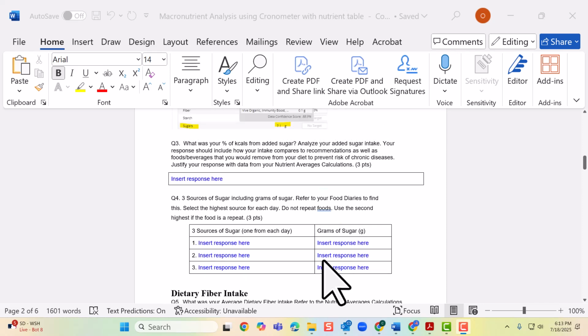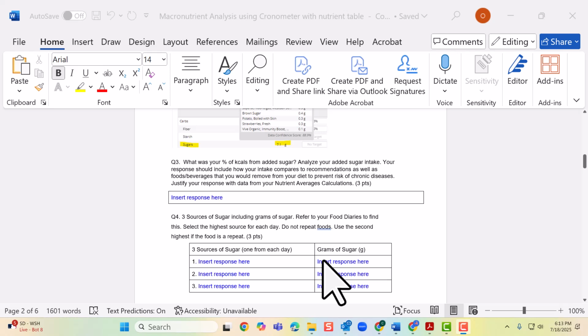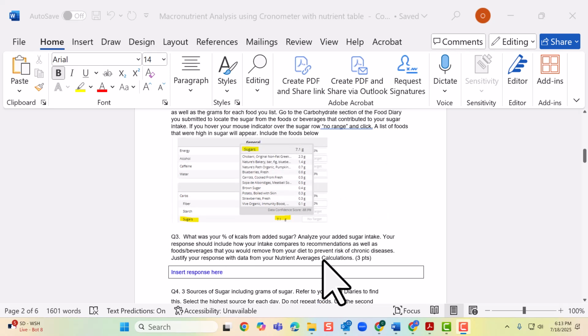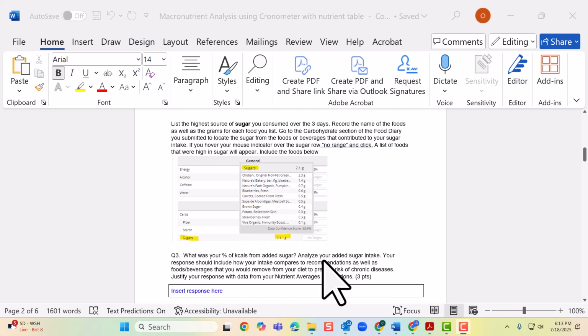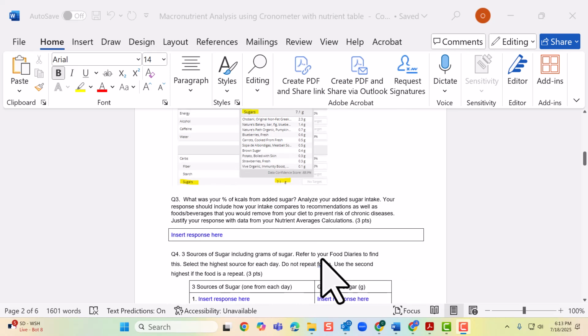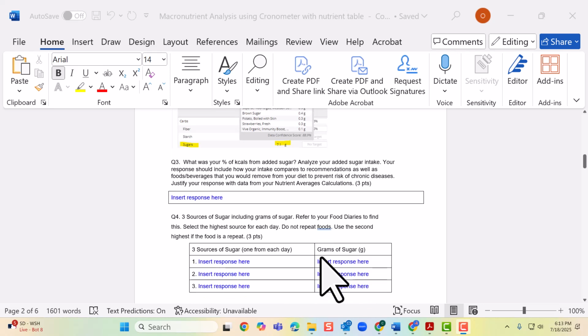One thing I distinguished was added sugar and total sugar. The reason I did that in this sugar section is because some of you don't have added sugar. So I wanted to give you the opportunity to put total sugar, foods that had total sugar. So you'll see the difference. But if you do have added sugar, I would like you to emphasize the added sugar.